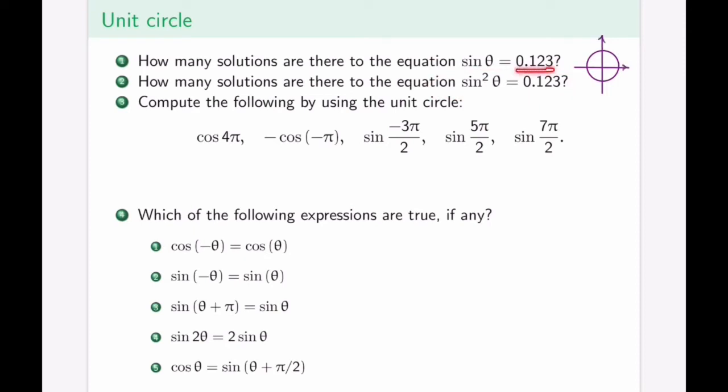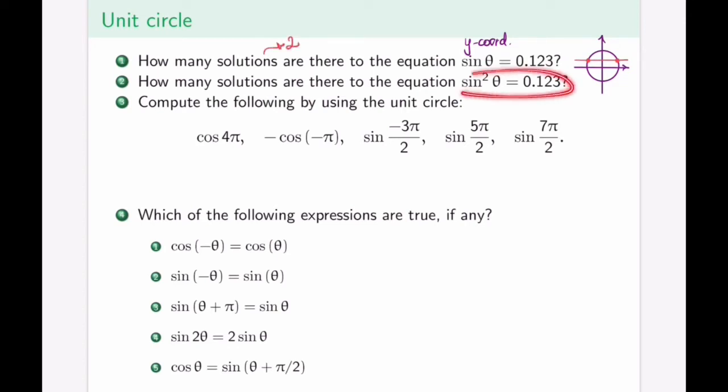If sine of theta is equal to some value, remember that sine of theta is the y coordinate, then this is asking simply how many times does the y coordinate equal to this value on the unit circle. The y coordinate equals to a number means I am after a horizontal line here, so I can see that any horizontal line will intersect my unit circle in 2 points, which means that I have 2 solutions.